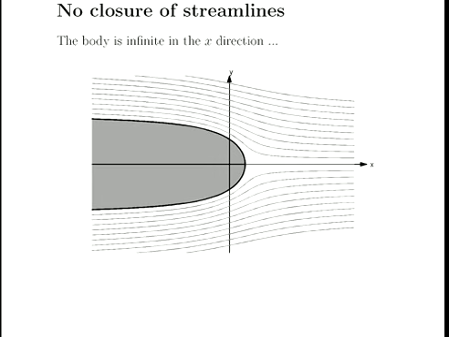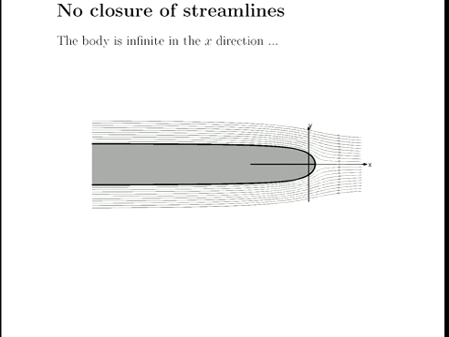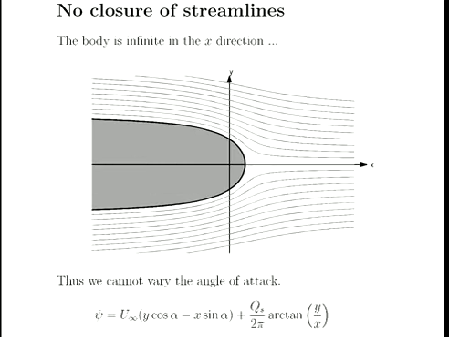So one problem is that it's infinite in x. That half-Rankine body, as we've modelled it, actually just continues for infinity in the x direction. That one's pretty easy to solve, but the other problem is that we can't really use that flow to simulate any kind of angle of attack. And you can demonstrate that pretty easily as shown on this slide.